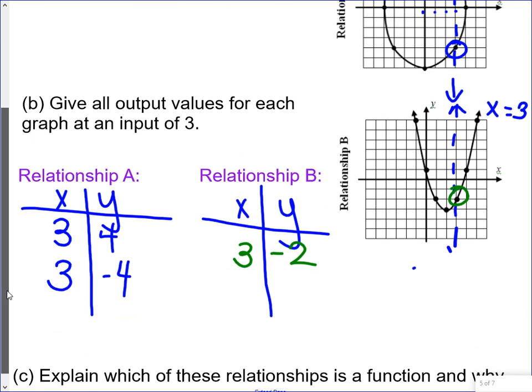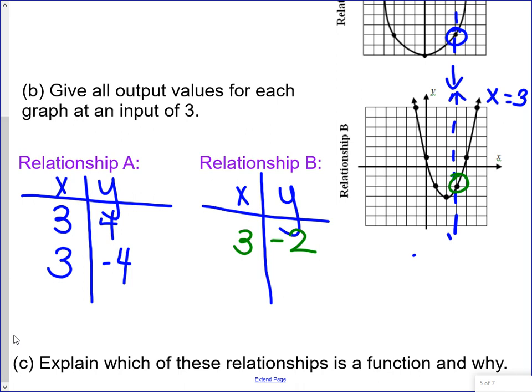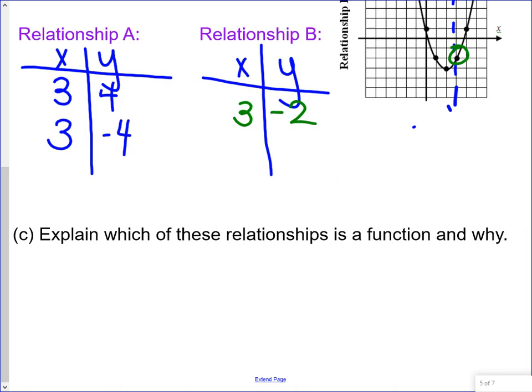So now, on top of having our graphs, we're able to see it in a table. Would we be able to quickly identify if we saw relationship A given to us as x, y, when x is 3, y is 4, and when x is 3, y is negative 4? And for relationship B, if we saw when x is 3, y is negative 2, can you easily identify between those two tables which one is and is not a function? So which one is a function? B. Relationship B is a function.